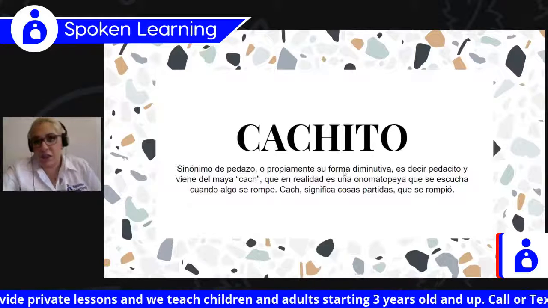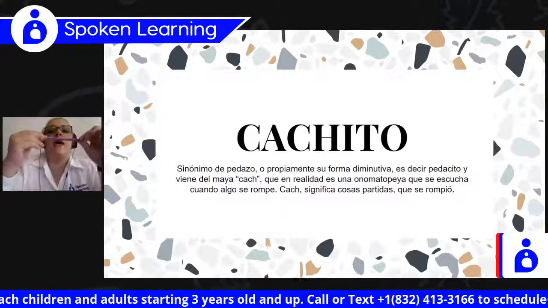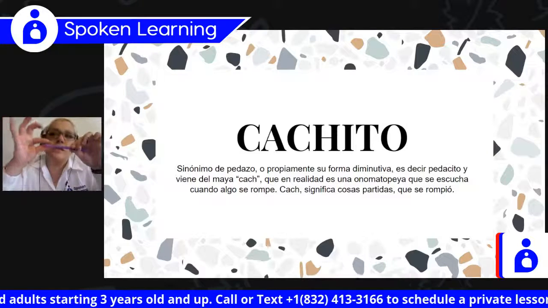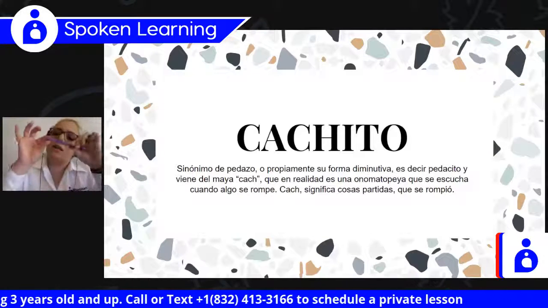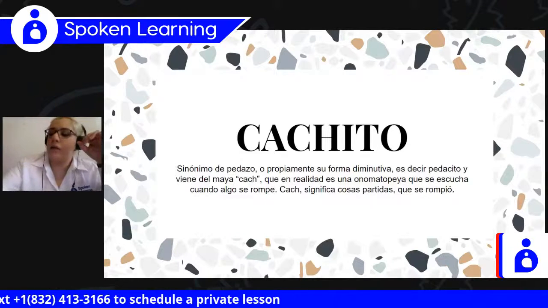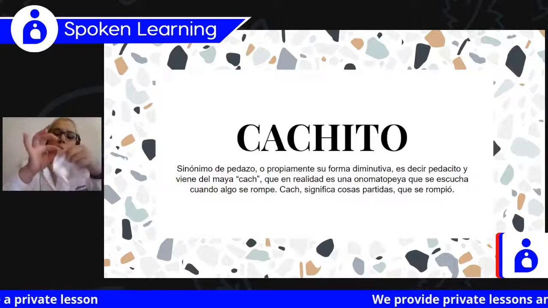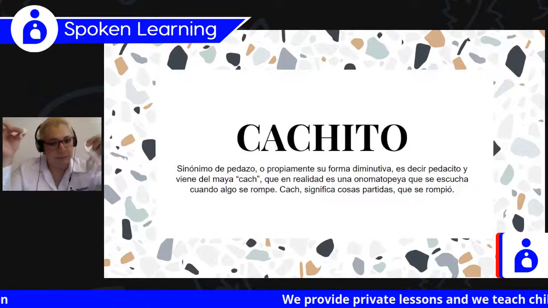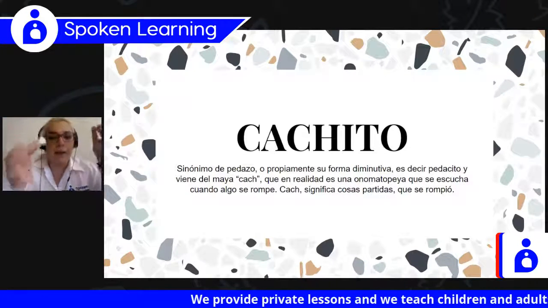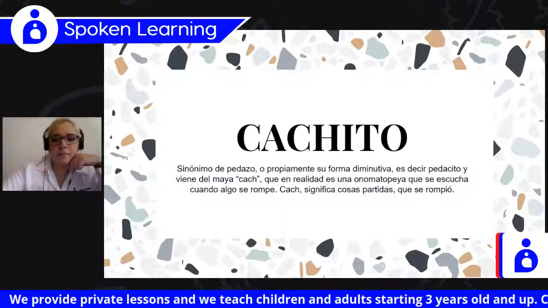That means cachito, okay? For example, if I broke this pen in many pieces, I would have tons of cachitos of pens. Un cachito de pluma, un cachito de pluma, or like this paper, for example, okay? So I have this paper, I broke it, and I have a cachito of paper, okay?